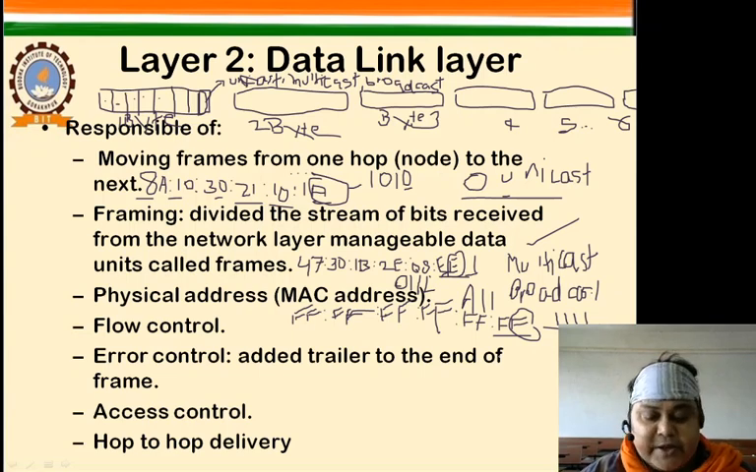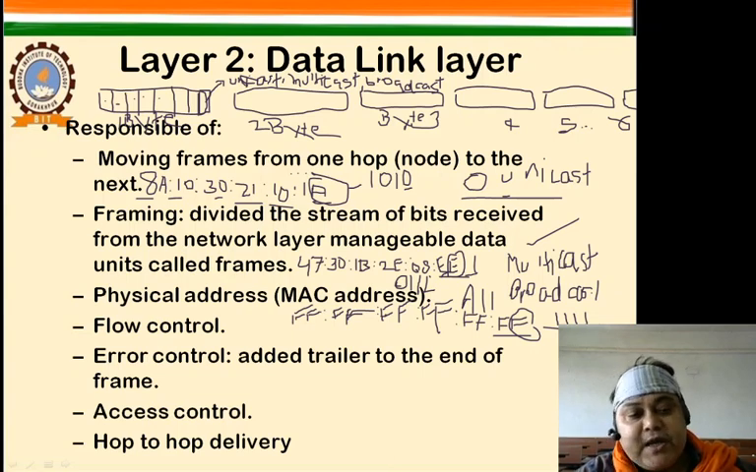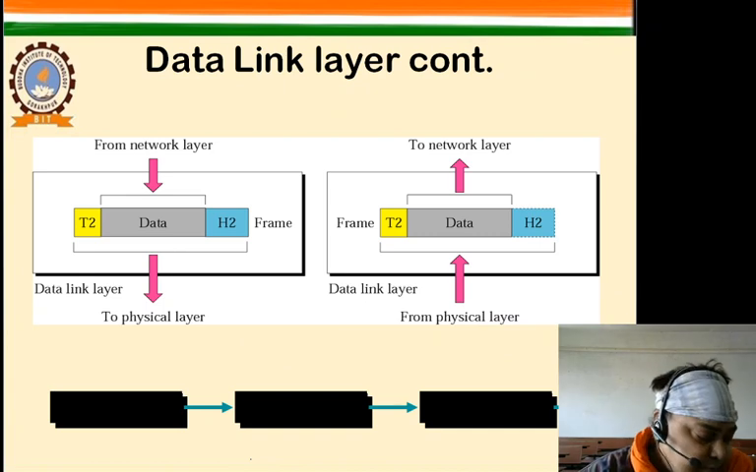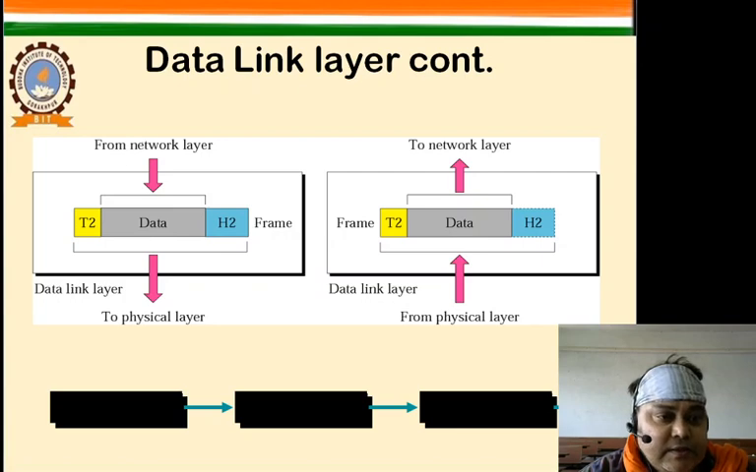एक दूसरे से कम्युनिकेट कर रहे हैं। So it is all about your physical addressing. So it is important how we give a physical address, and again there is flow control, जो कि हम कल पिछली क्लास में डिस्कस कर चुके हैं। एरर कंट्रोल करने के लिए लास्ट में हम ट्रेलर पे उस पैकेट के पीछे T2 लगाते हैं। एक्सेस कंट्रोल भी हमको करना पड़ता है। It is responsible for hop to hop delivery.